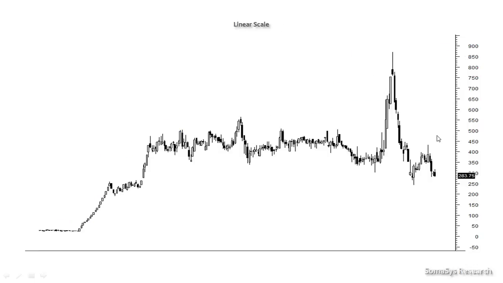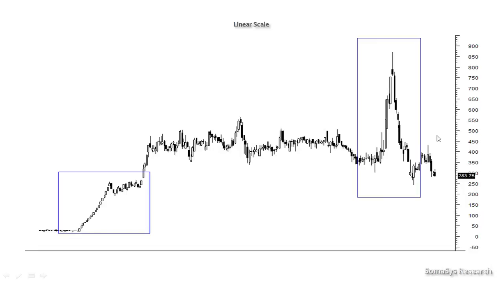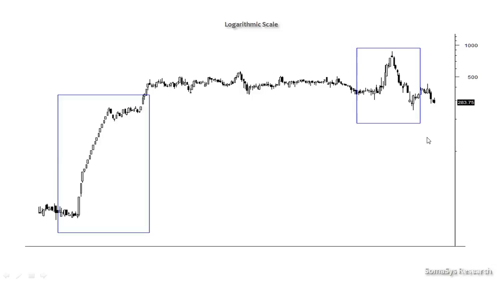Okay, let's consider another example. Can you see these two movements? Obviously, the second does look to have generated more return, and that does look correct, but unfortunately it isn't. No doubt, point increase is more, but what about the percentage increase?